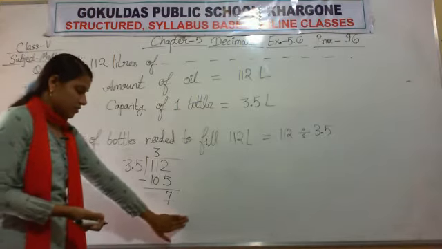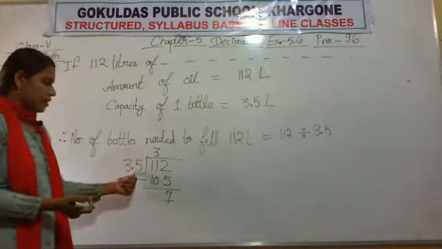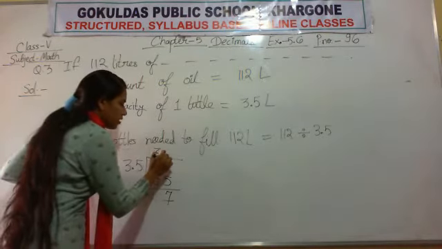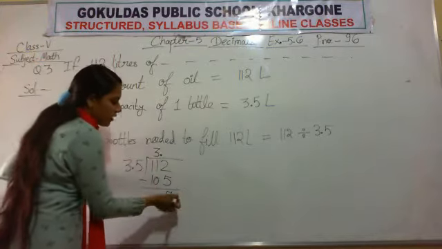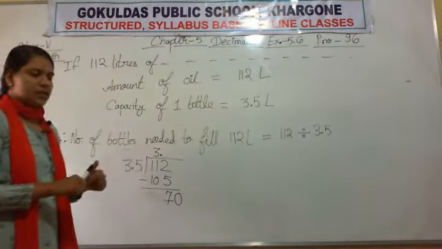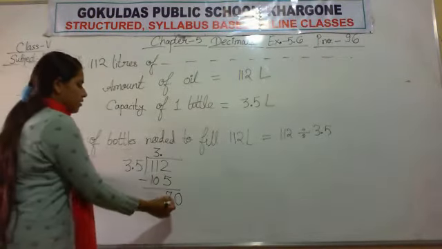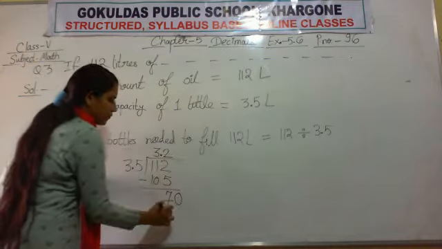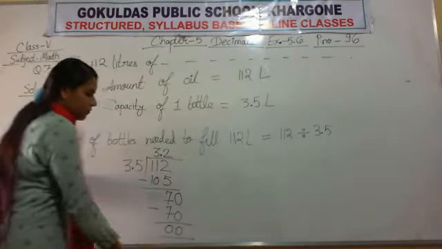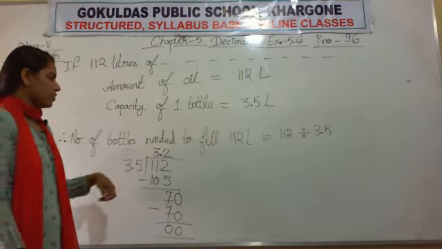Now this 7 is smaller than 35. So put a decimal over here. If you have put a decimal, you can add a 0. Now 35 twos are 70. 70 minus 70, remainder is 0 and your quotient is 3.2.